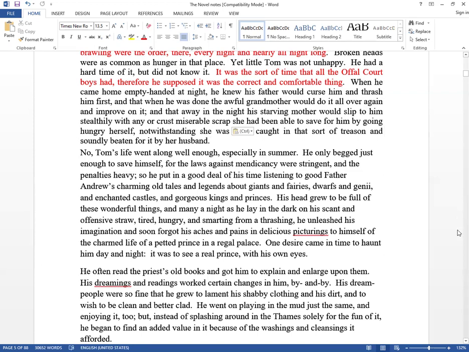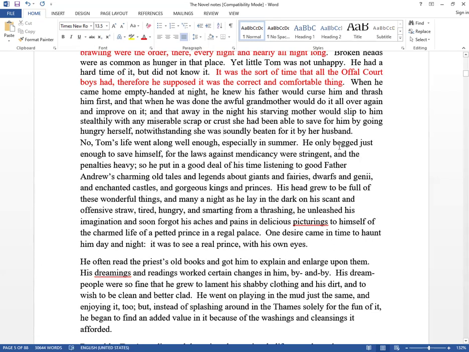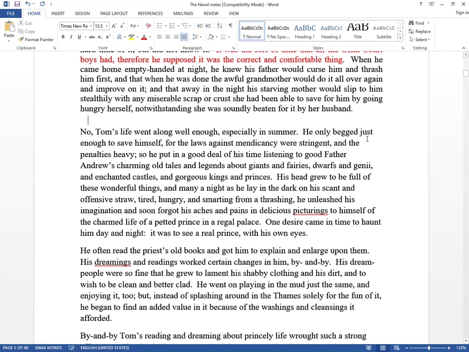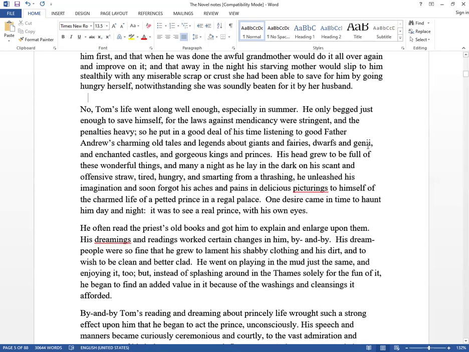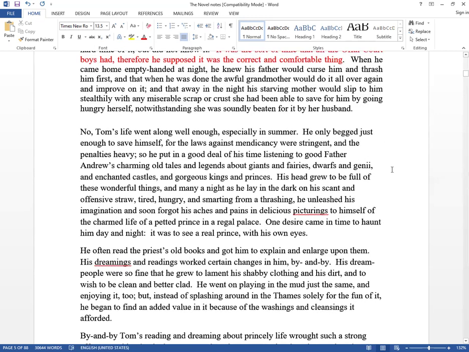Hungry herself, notwithstanding, she was often caught in this sort of treason. Now, this part is not in your book, don't worry. And soundly beaten. She was often soundly beaten. Even the mother is beaten by her husband for showing mercy to Tom. Now you can see Tom's miserable life at home. No love, no food, no kind treatment, no recognition, nothing. Right.